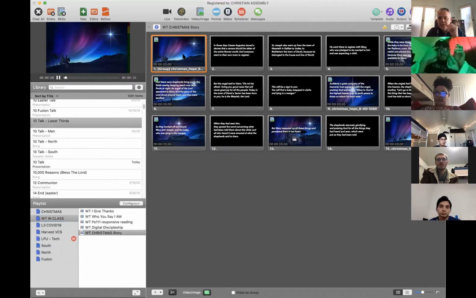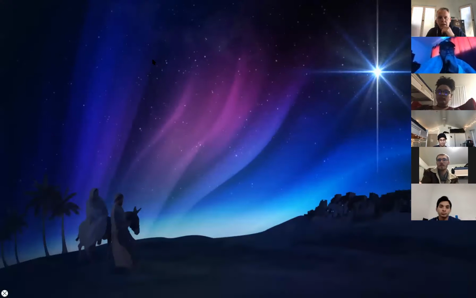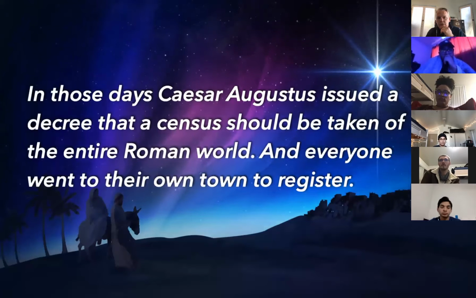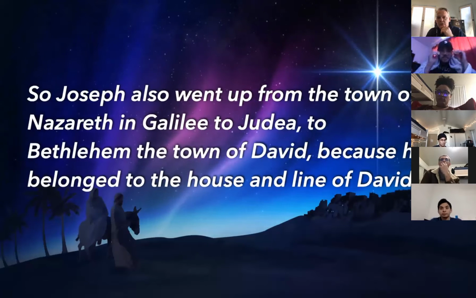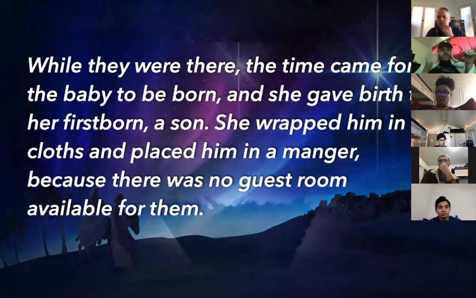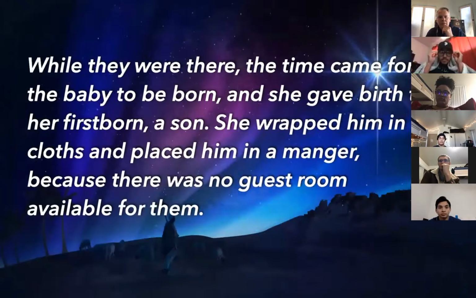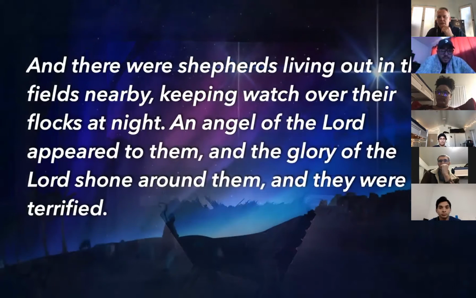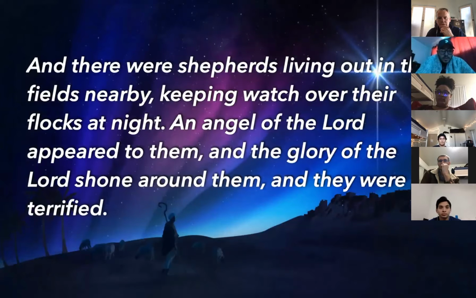So I created this really simple little video presentation. Let me go full on live here. So the familiar story, Caesar Augustus issued a decree, census, everybody's going to be registered, Joseph and Mary. And that's the picture you see there in the backdrop. Came to baby being born. Oops, let me go back here a second. Baby to be born, the time she gave birth to her firstborn son. She wrapped him in cloth and placed him in a manger. And you see the manger scene there. Talk about the shepherds, and you can see a picture of the shepherds there.